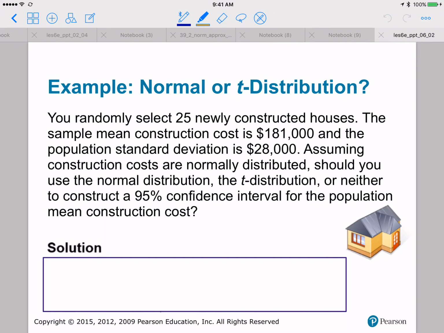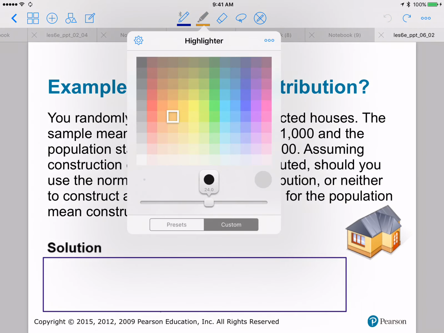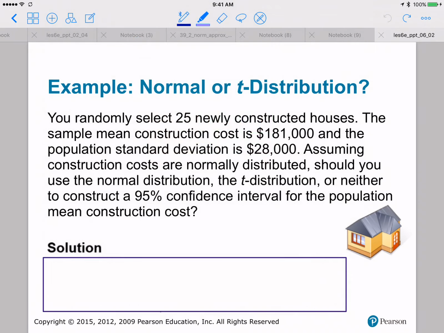Now we've got this last question here we want to look at. The question is, do we use a normal or a t-distribution? So you randomly select 25 newly constructed houses. I've got information. Let's go ahead and knock it out. Randomly select. So that means my sample is random. Random sample. And I need that, right? Okay, you randomly select 25 newly constructed houses. Bam. That's my sample size. N equals 25. So I'm writing down all the information that I have.